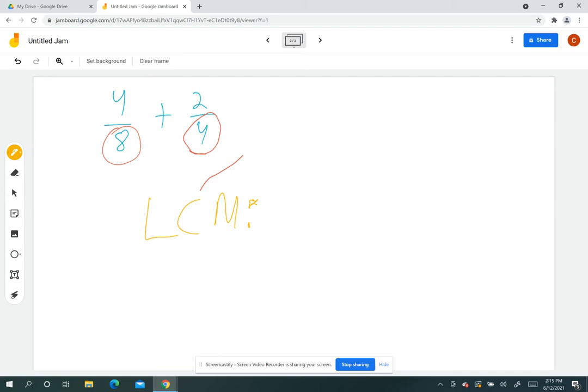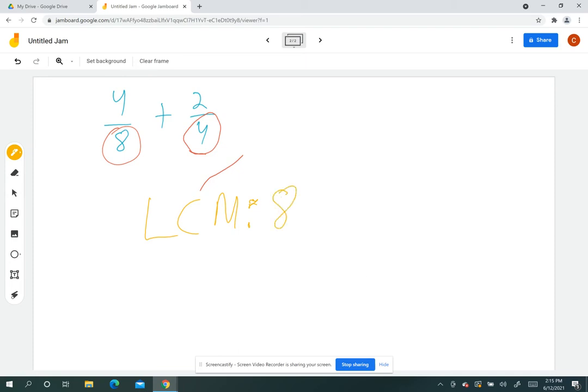8 divides into 8. 4 divides into 8. So we have 8. Does 8 divide into 6? No, 8's bigger. 4 doesn't divide into 6 either. 4 divides into 4, but 8 doesn't divide into 4. So it's safe to say the smallest number that they both divide into is 8.